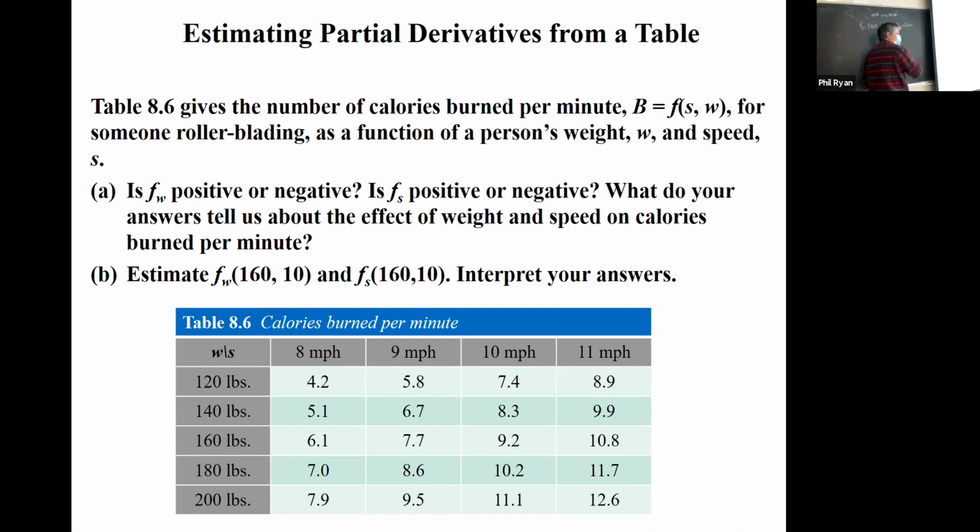That's enough. It's a candy bar, thousands of calories. Anyway, so what does this mean? This means that a 160-pound person going 10 miles per hour on their rollerblades is burning 9.2 calories per minute.